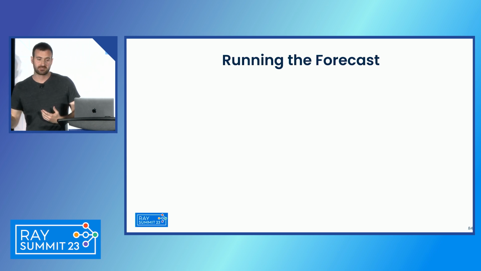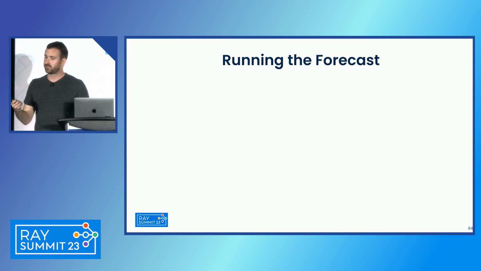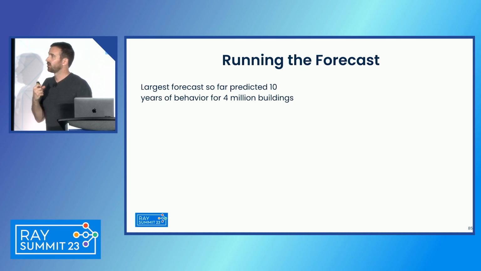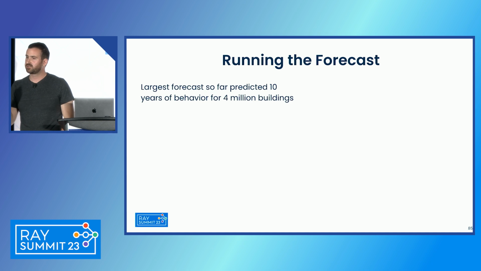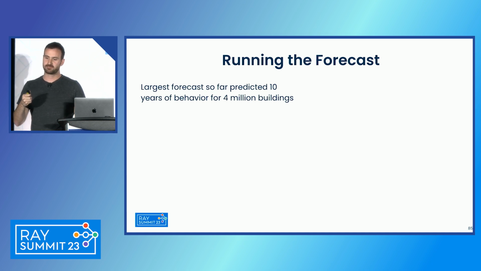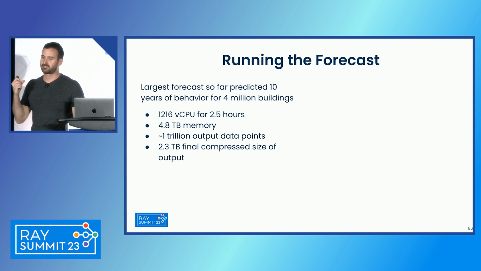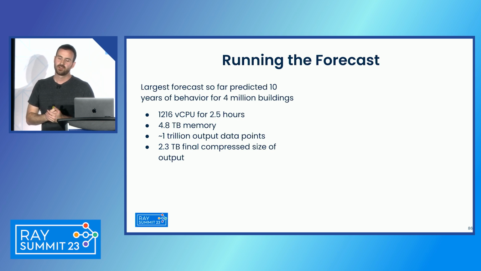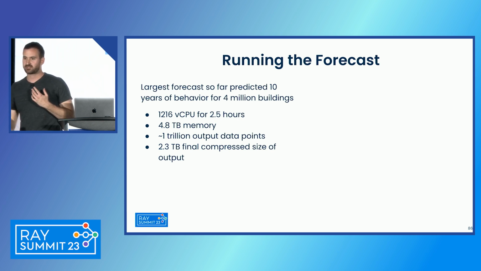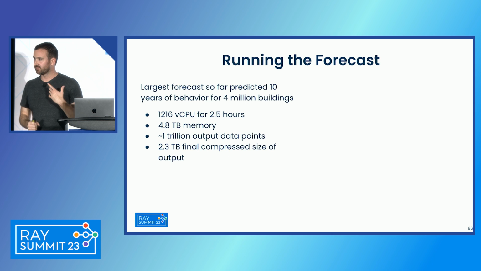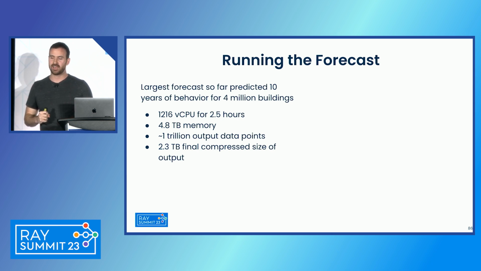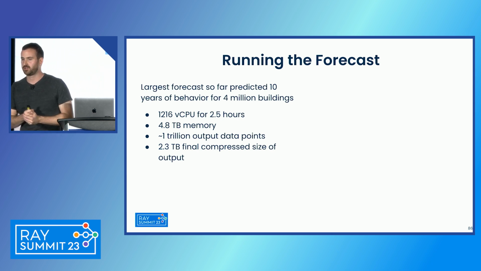And so some of the stuff we've been able to achieve with this workflow is to run pretty large scale forecasts. The largest one we've run so far predicted 10 years of behavior for 4 million buildings, running across over 1,000 CPU cores, using almost 5 terabytes collectively of memory. This ended up with about 1 trillion output points and a little over 2 terabytes of output data.